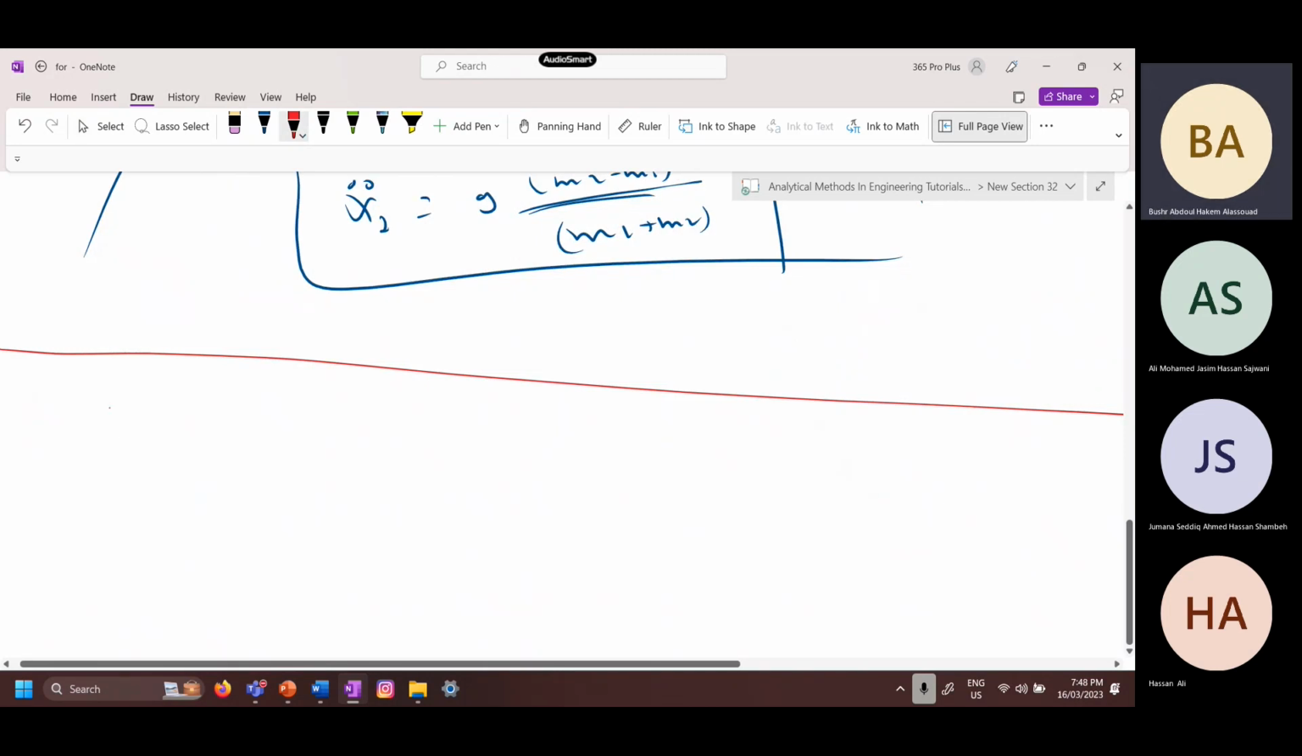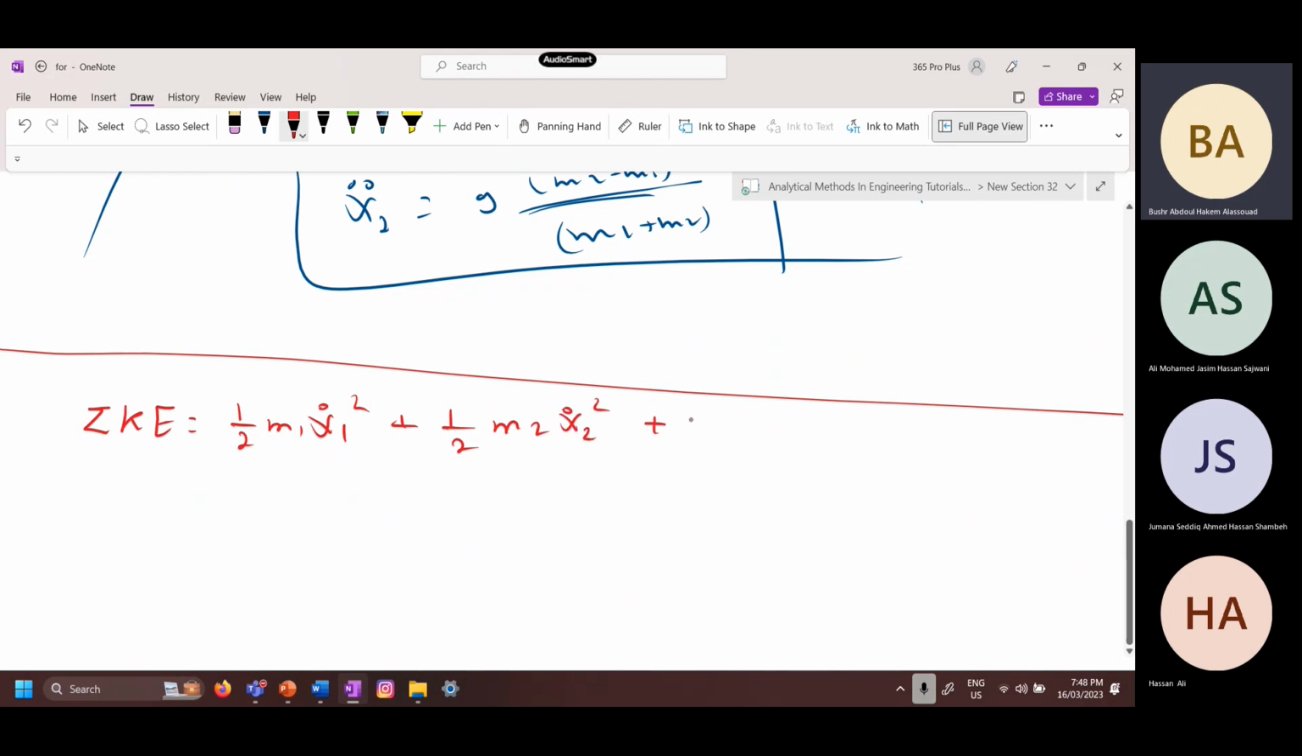So you have to find the kinetic energy. Again, we have two moving masses with their velocities and everything. We'll get half m1 x1 dot squared plus half m2 x2 dot squared plus half I theta dot squared. That's for the pulley.